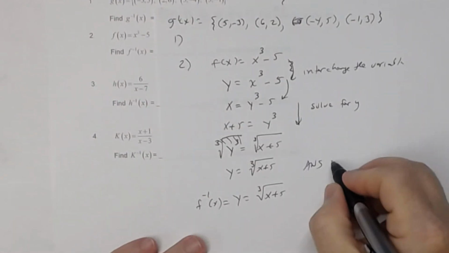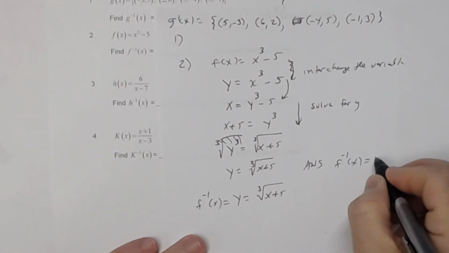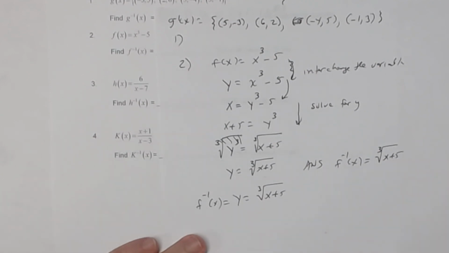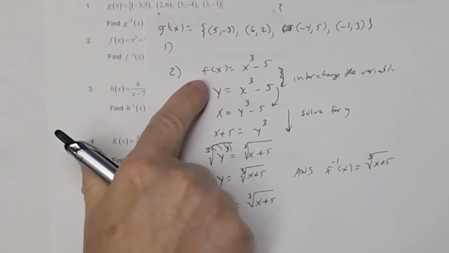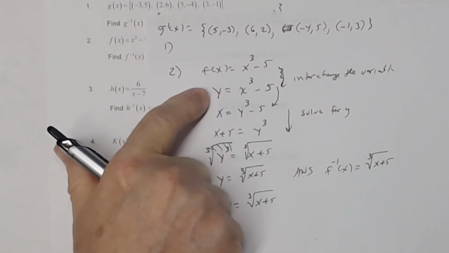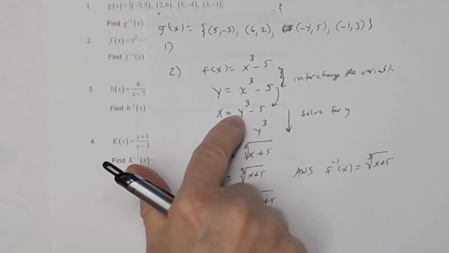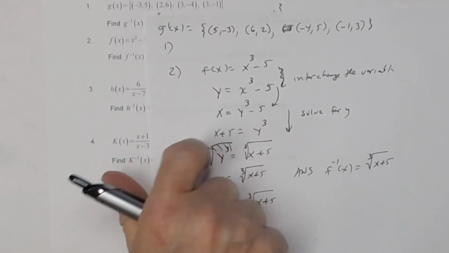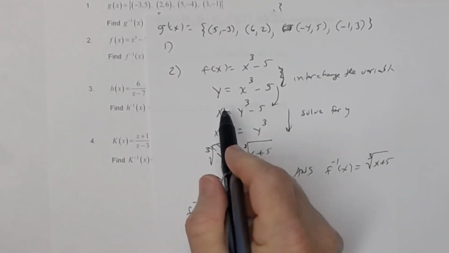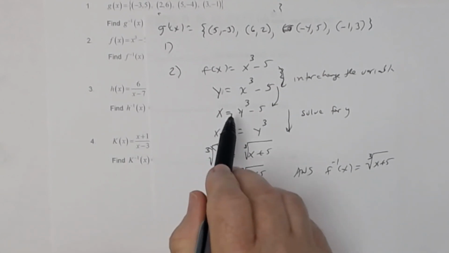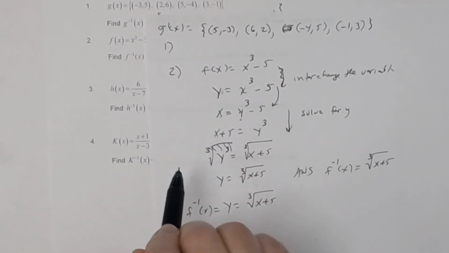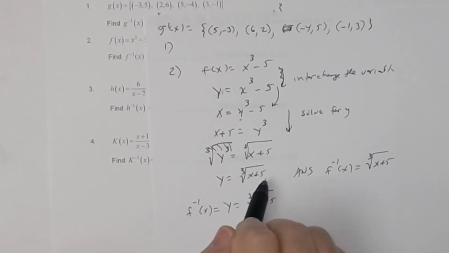That's the inverse. So you're going to say f inverse of x is equal to the cube root of x plus 5. Okay? So that's how you do these. The idea is to replace f of x with y. Then you interchange the variables: x becomes y, y becomes x. And then you solve for y, and whatever that y expression is, that's going to be the inverse.